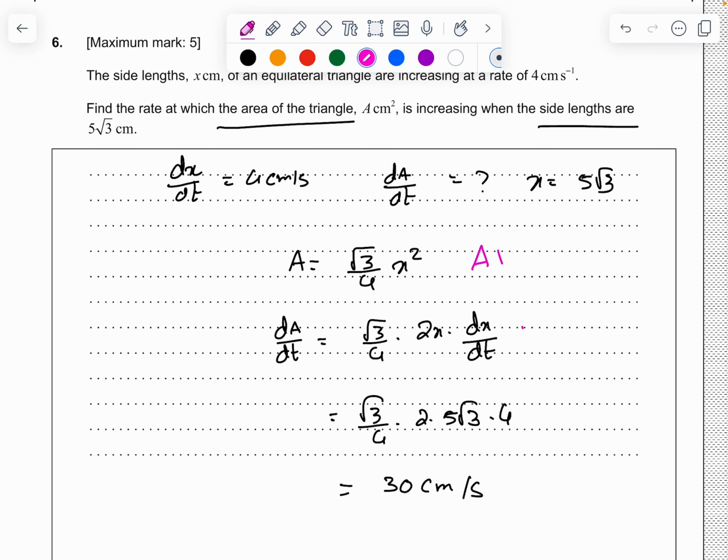Accuracy mark for this one and method mark for this. Then again accuracy mark, and over here accuracy and method, and finally accuracy mark over here.